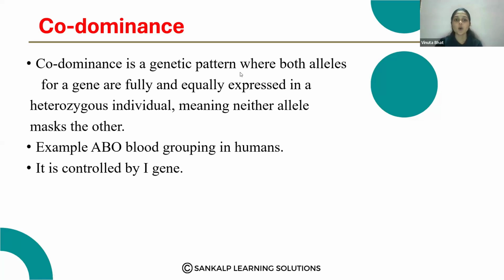Okay. Codominance is a genetic pattern where both alleles for a gene are fully and equally expressed in a heterozygous individual, meaning neither allele masks the other. Example, AB blood grouping in human beings.